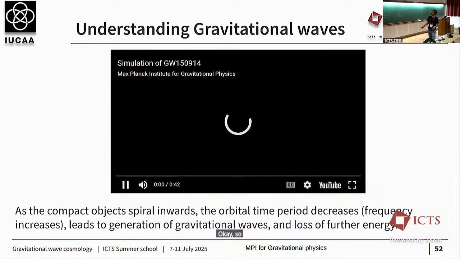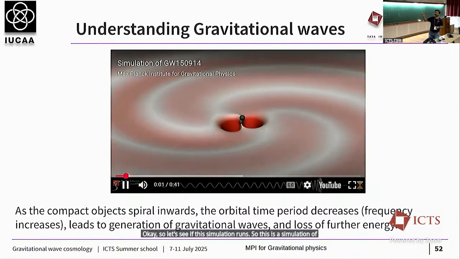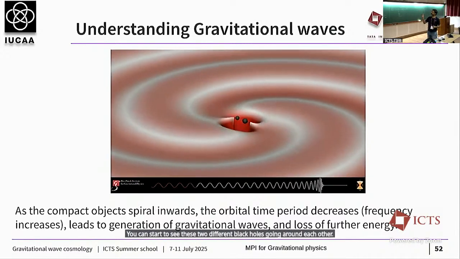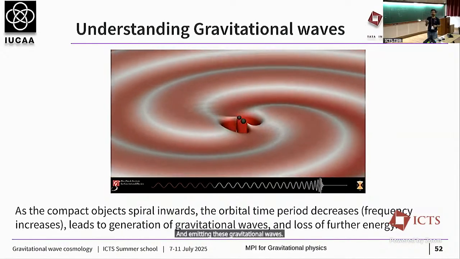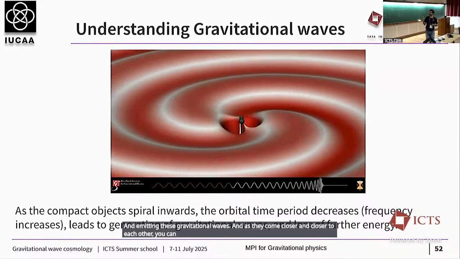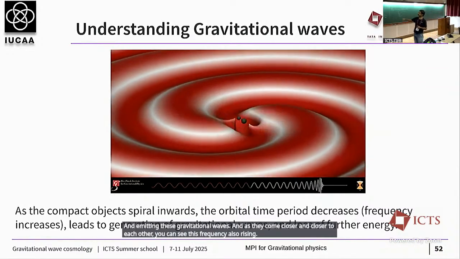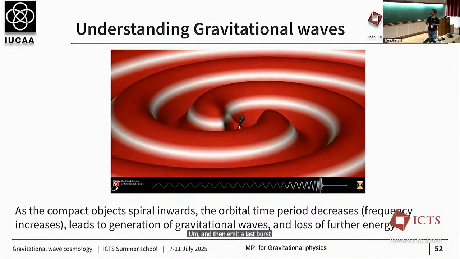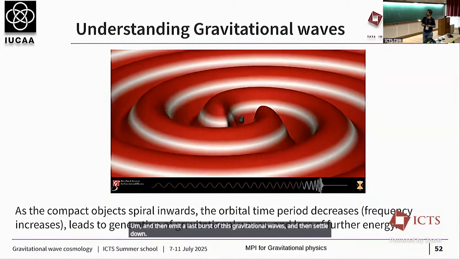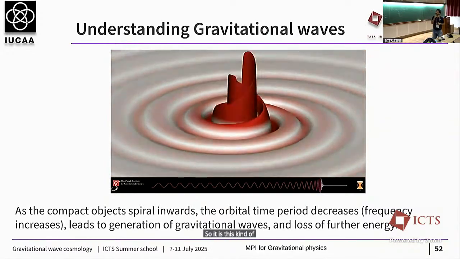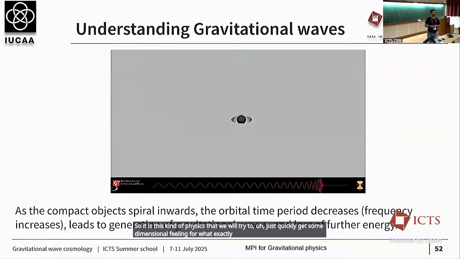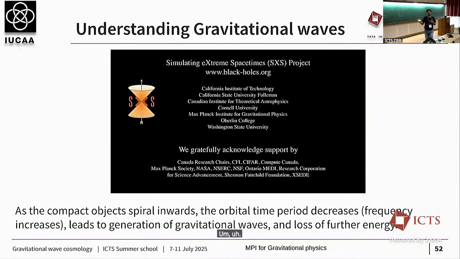Okay, so let's see if this simulation runs. This is a simulation of GW150914. You can start to see these two different black holes going around each other and emitting these gravitational waves. And as they come closer and closer to each other, you can see the frequency also rising. And then at a certain point in time, they will merge and emit a last burst of gravitational waves and then settle down. So it is this kind of physics that we will try to get a quick dimensional feeling for, and exactly which parameters are important when we look at gravitational wave events.